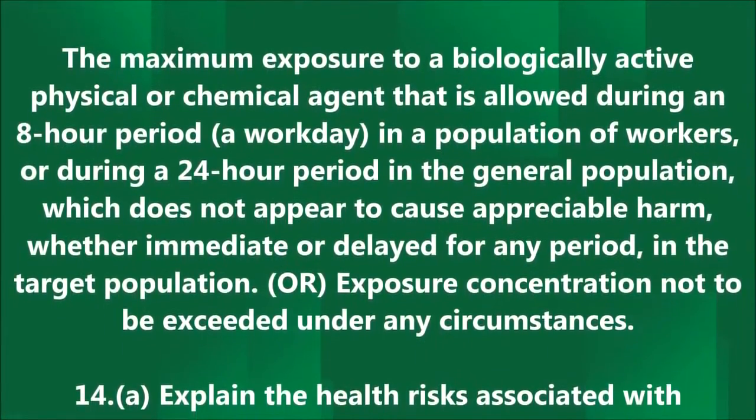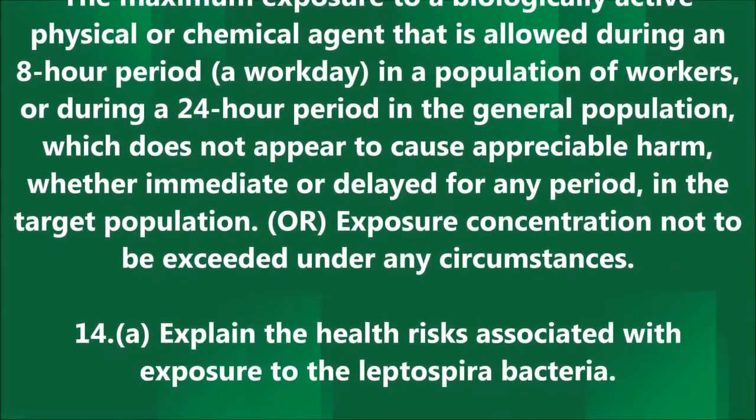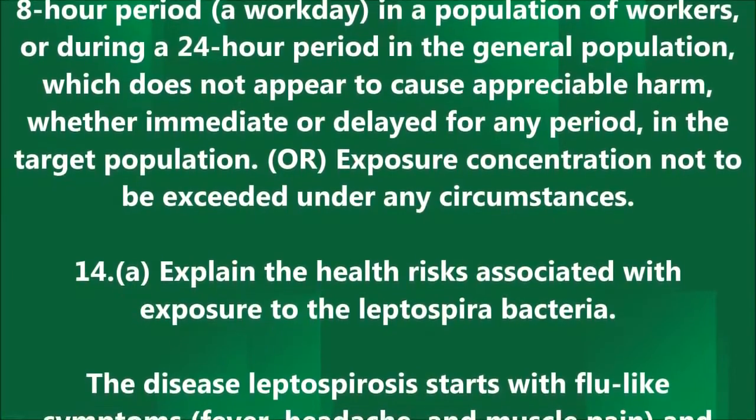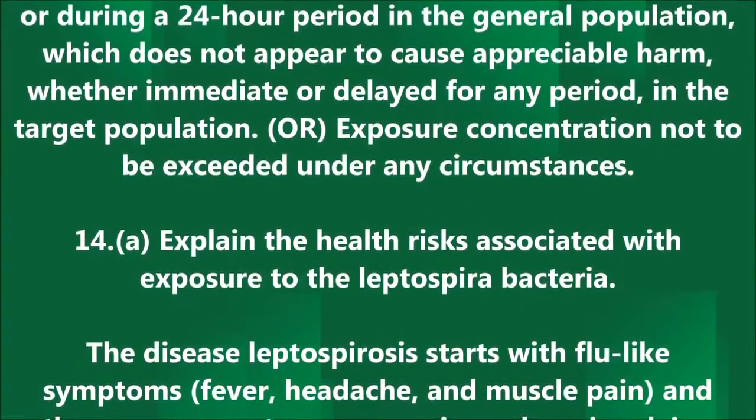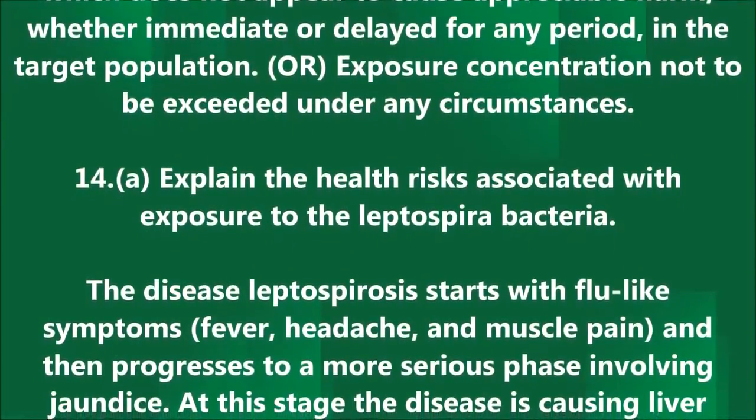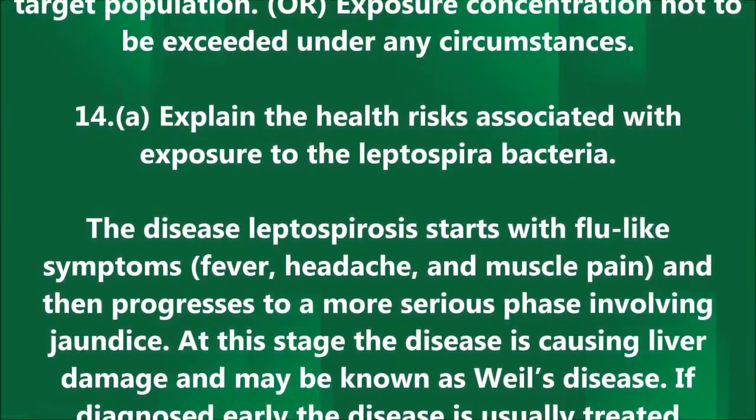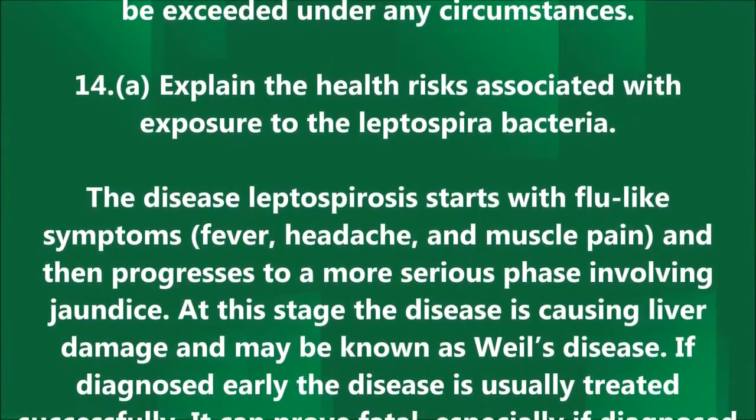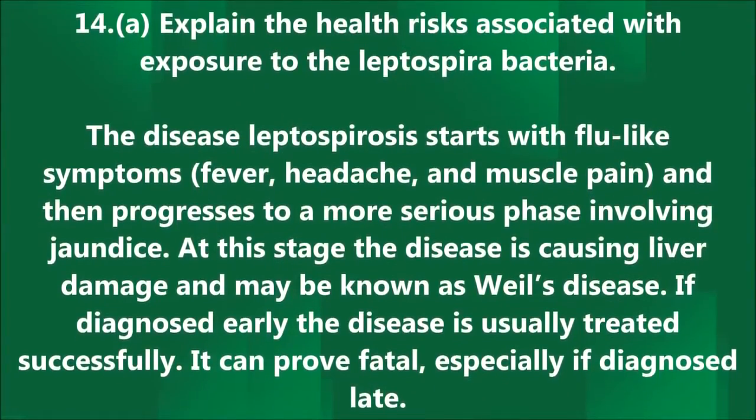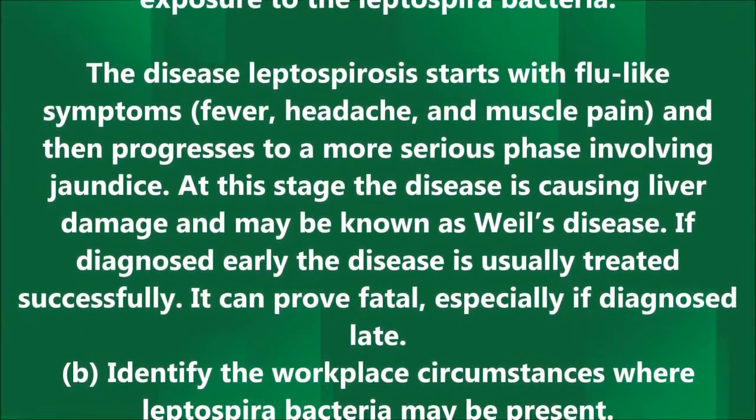14. A. Explain the health risks associated with exposure to the Leptospira bacteria. The disease leptospirosis starts with flu-like symptoms, fever, headache, and muscle pain, and then progresses to a more serious phase involving jaundice. At this stage the disease is causing liver damage and may be known as Weil's disease. If diagnosed early, the disease is usually treated successfully. It can prove fatal, especially if diagnosed late.